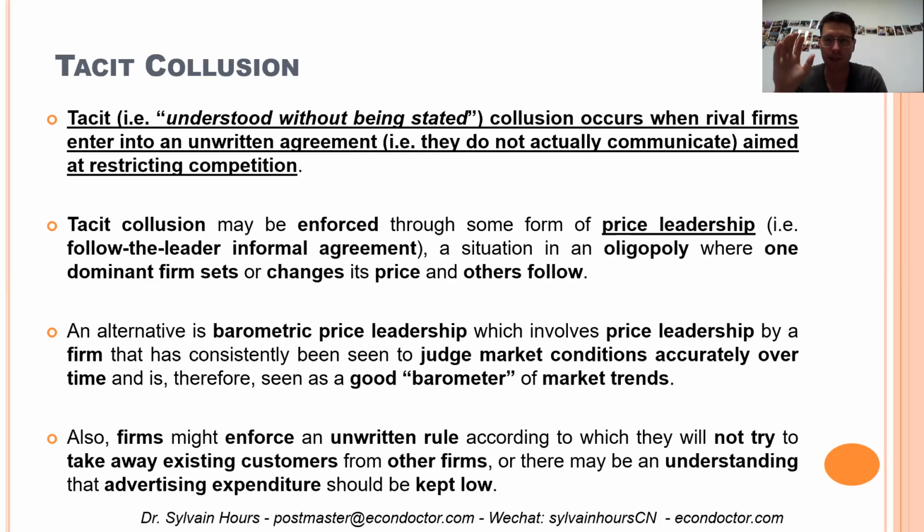Doesn't really matter. But what is important is that with tacit collusion, firms never actually meet, they never directly communicate. They send each other messages, signals through the market. They see what happens in the market, and they can guess the intentions of their rivals. Okay.